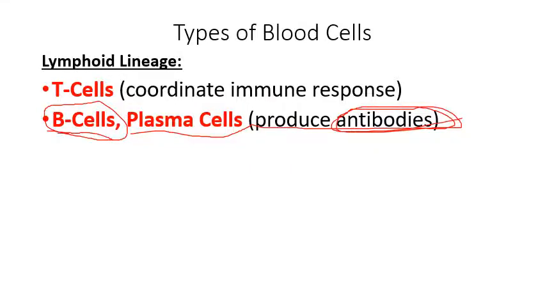And so the B cells, which are capable of differentiating into the plasma cells, which produce the antibodies, are part of the lymphoid lineage. The T cells are another type of white blood cell. They coordinate the immune response. In fact, they spend a lot of their time telling the B cells what to do. And so those two types of cells are part of the immune system, and they are white blood cells. They're leukocytes, but they're not granulocytes. They belong to the lymphoid lineage.